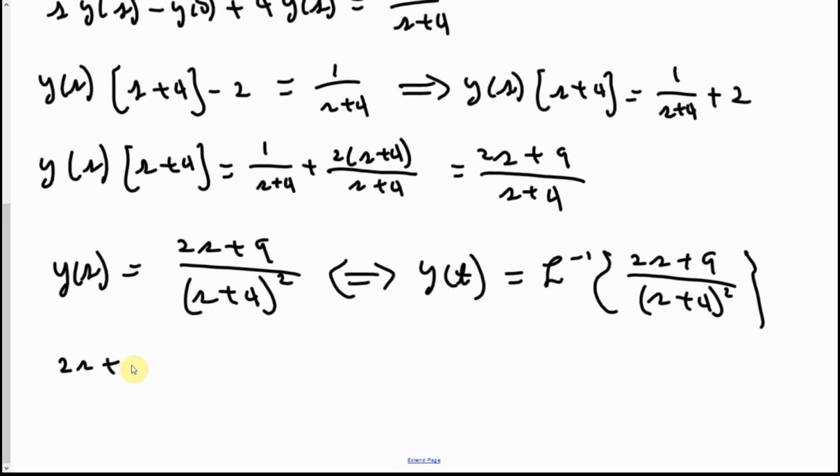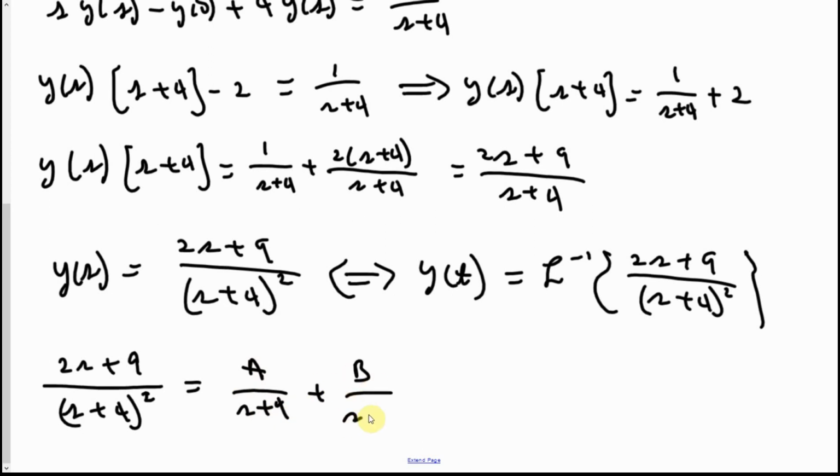So we have (2s plus 9) all over (s plus 4) to the second. So this is A over (s plus 4) plus B over (s plus 4) to the second. Now we simplify this. So this is 2s plus 9 is equal to A times (s plus 4) plus B.